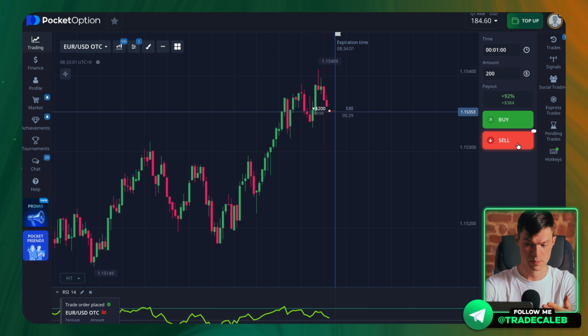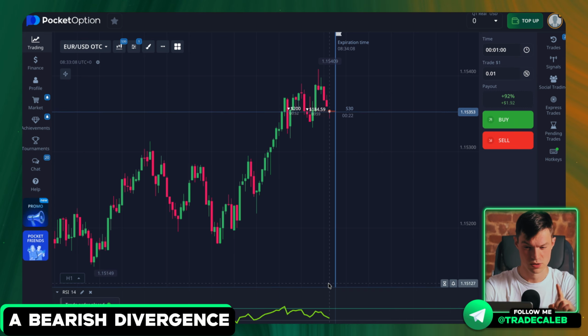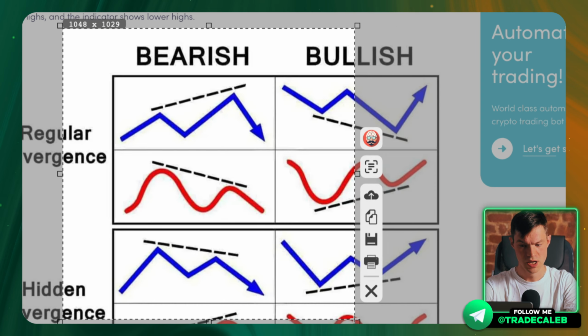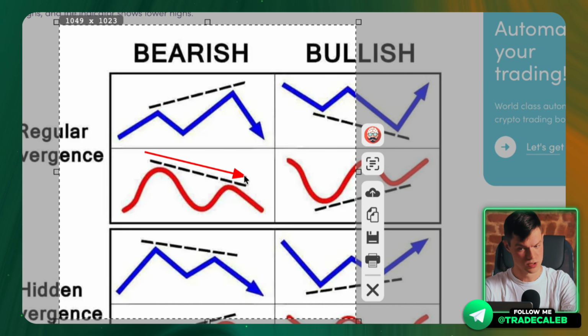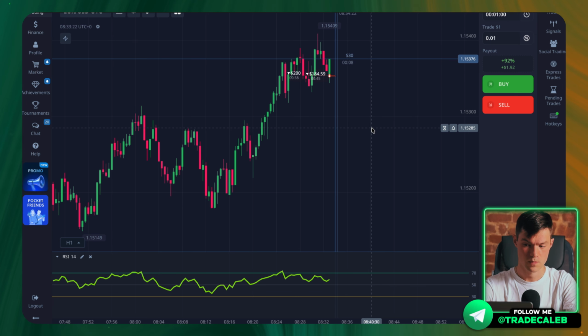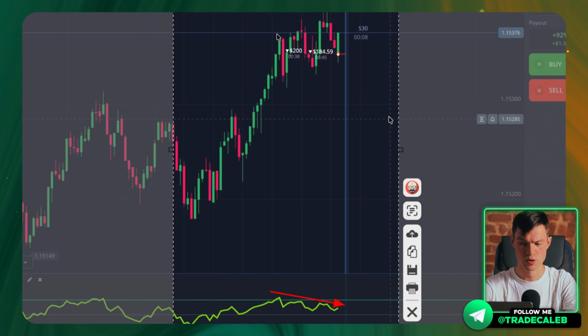Right now, we have an opportunity for a more accurate entry for a downward trade. Notice that the bearish divergence is forming right now. This means that the price is increasing, updating the maximums, while the RSI indicator is not updating maximum values. This is how it looks on the chart. The RSI shows a gradual decline while the price continues to rise.